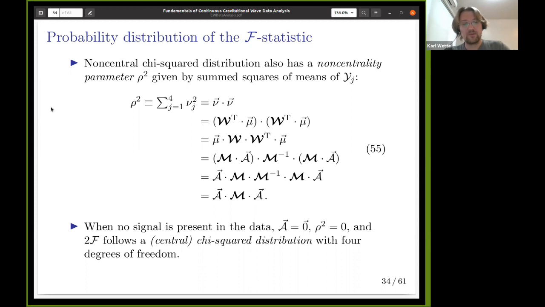non-centrality parameter. And when there's no signal present in the data, we have a being 0, rho squared is also 0, and then the value of 2F follows what's called a central chi-squared, or just a chi-squared distribution with 4 degrees of freedom. You may well have come across these distributions in studying statistics before.